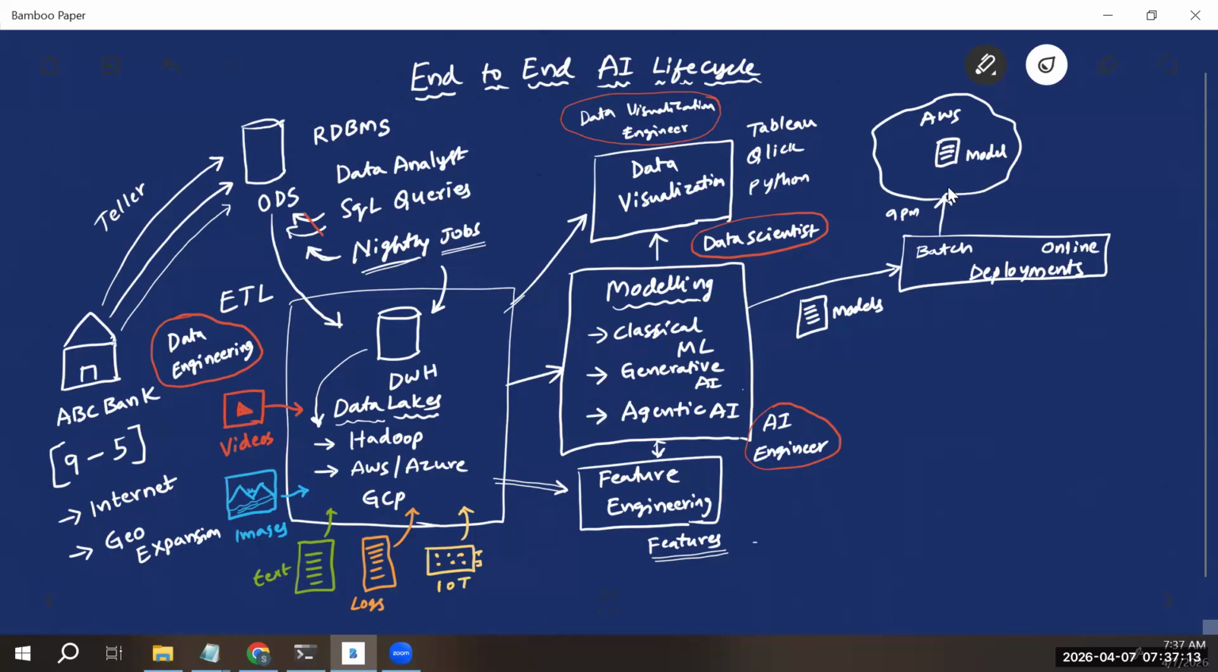So batch processing is like you have scheduled jobs, your model is there, and then your model is doing predictions and giving the results in a batch mode.